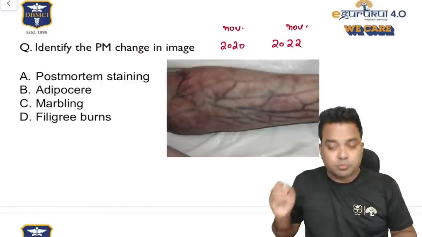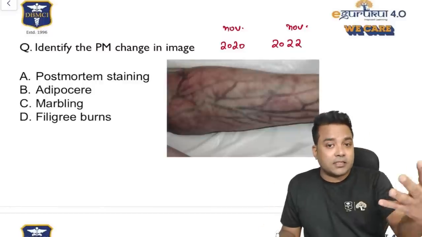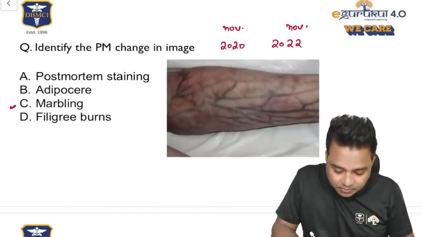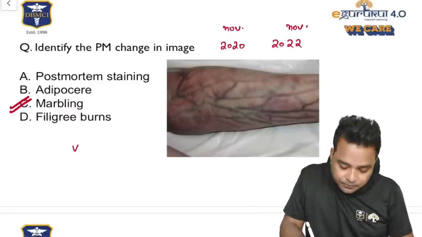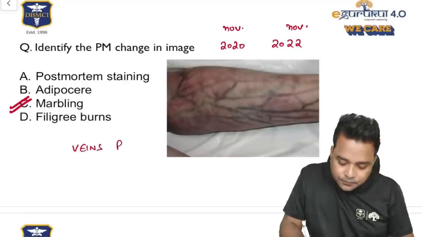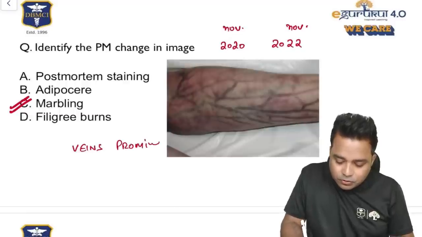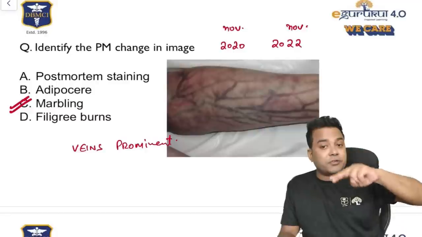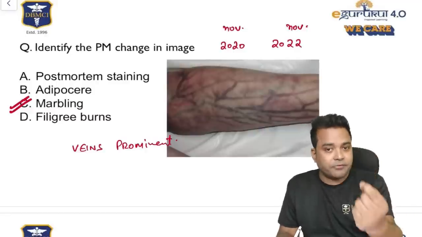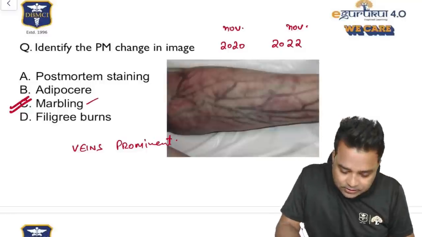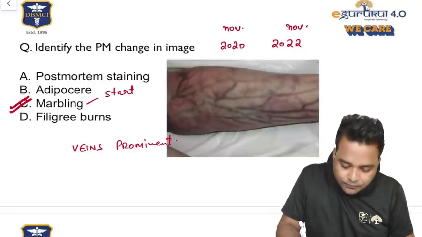So identify the postmortem change in the image. Yes, nothing else but marbling. Why marbling? Because the veins here are prominent due to greenish discoloration of superficial veins. The veins become prominent, and this is due to bacterial putrefaction, and this process can start at about 24 hours.